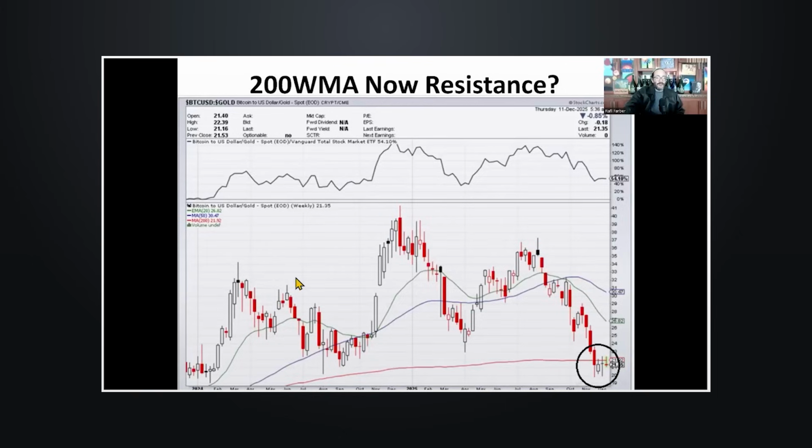200-week moving average of the Bitcoin to gold ratio. It looks like it's resistance now because it's trying to retest it at about 21.92 and failing, and now we are at 19 again. It's lower than this now. This is a 2 or 3 day old chart because I put these slides together 2 or 3 days ago, and everything's out of date. But we're at 19 and 19 point something.